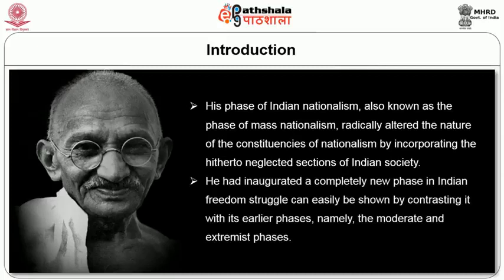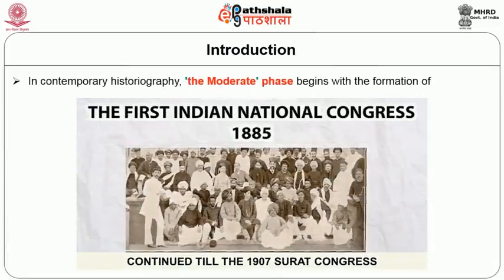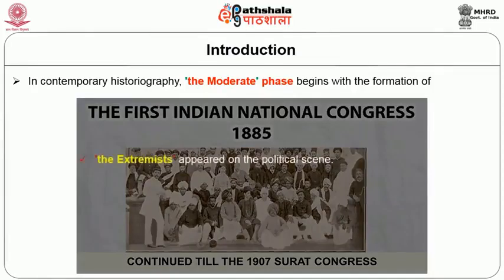That Gandhi inaugurated a completely new phase in Indian freedom struggle can be easily shown by contrasting it with its earlier phases, namely the moderate and extremist phases. In contemporary historiography, the moderate phase begins with the formation of the Indian National Congress in 1885 and continued till the 1907 Surat Congress, from where on the extremists appeared on the political scene.